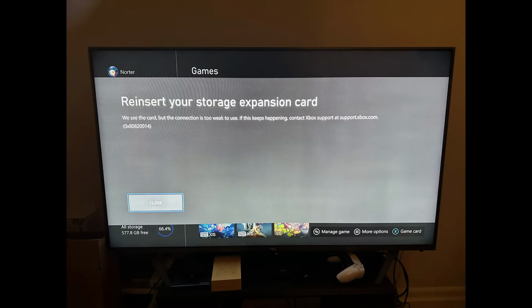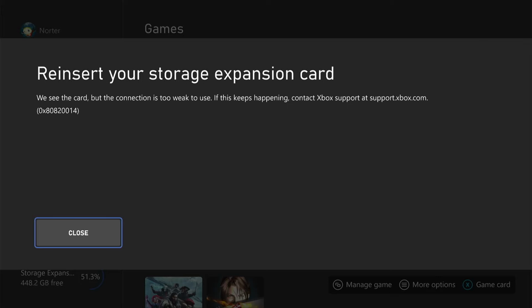I started doing my tests on the Series S and then moved to the X. When I did that, I started having an issue. It said getting your game ready, and then I had a pop-up asking me if I would use that console between multiple hard drives, which is the case. But then on the Series X, it just told me to reinsert my storage expansion card, that it could see the card, but the connection was too weak to use. And there was a Windows error code and a prompt to contact Microsoft support.